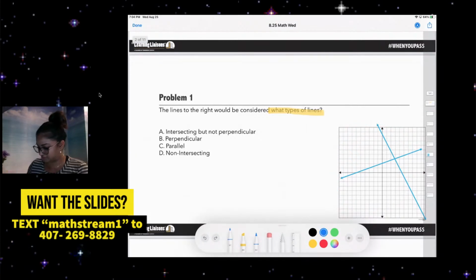So let's start with, what does intersecting but not perpendicular mean? Well, in order to understand that, you need to know what perpendicular is. If you don't know what perpendicular is, you're not going to be able to understand what A is telling you, and you don't know what B is telling you. So let's jump down to C and see what's happening over here. Parallel. If you know what parallel means, it really helps out. Parallel means two lines that do not intersect.